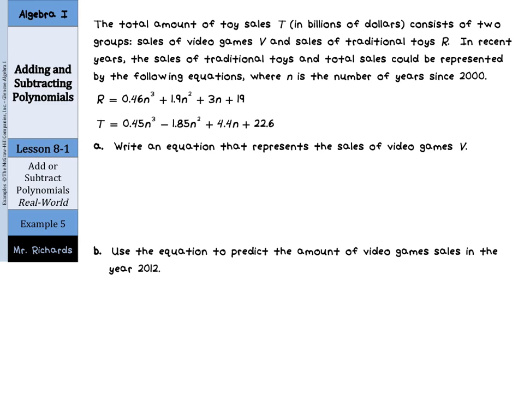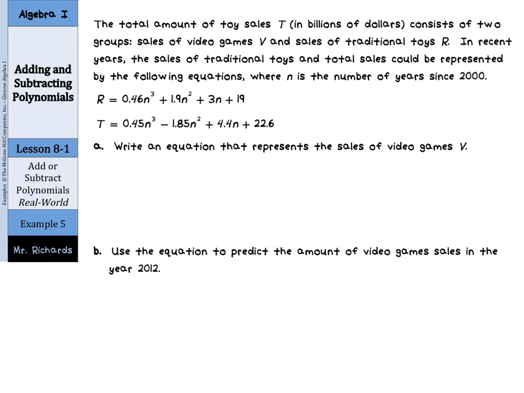And now we come to our real-world adding or subtracting polynomial question. The total amount of toy sales T in billions of dollars consists of two groups, sales of video games V and sales of traditional toys R. In recent years, the sales of traditional toys and total sales could be represented by the following equations, where n is the number of years since 2000.